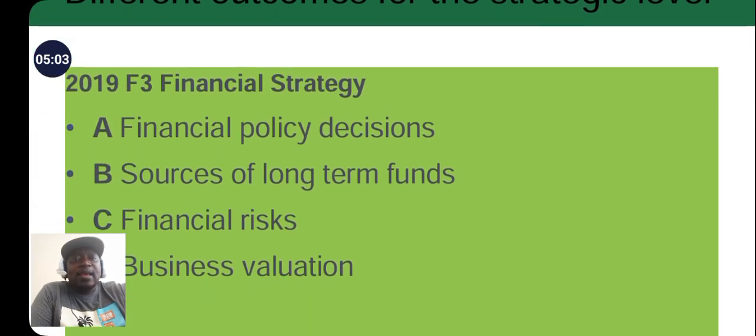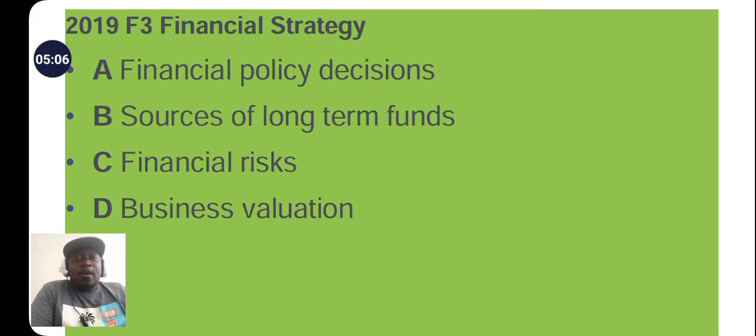Now, the other pillar is the financial strategy. F3, you need to be able to understand financial policy decisions for your organization. You need to be able to propose strategies for financial policies, financial decision making, sources of finances, long-term finances, equity and debt, and looking at various issues that will help your management in determining which type of funding they should use by looking at the optimal structure or the gearing level of your company.